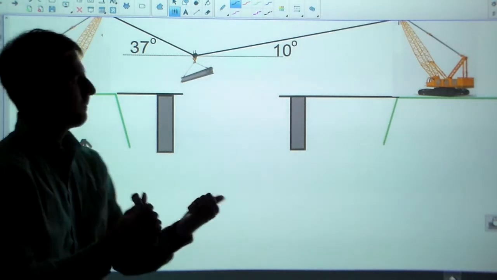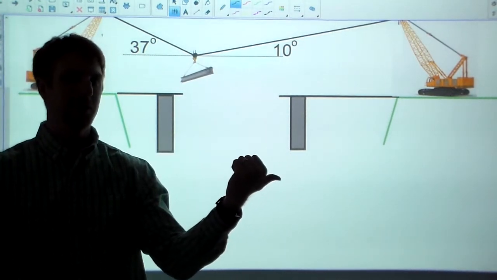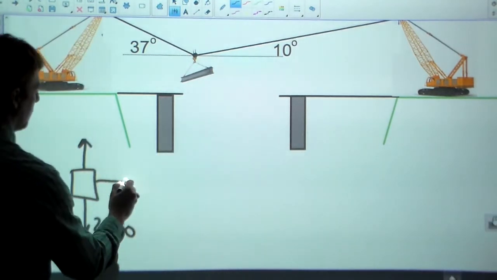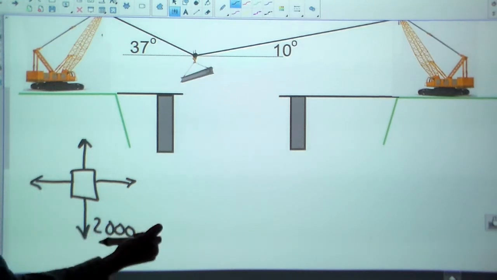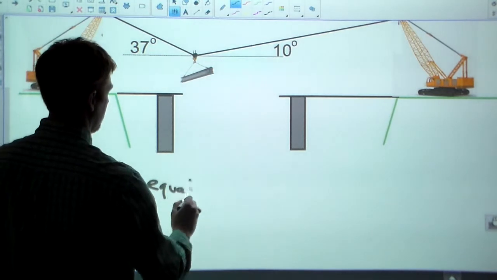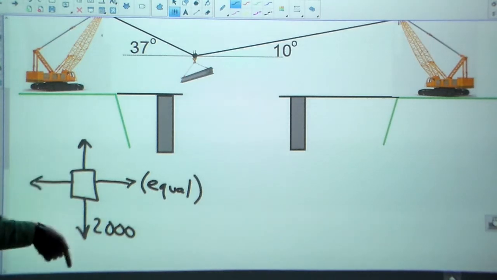Now, these cranes are playing tug of war with each other. They're pulling in different directions, but the beam isn't moving, so they're exactly balanced. However much pull you have in this direction, it's got to equal how much you've got in the other direction. Okay, these two are equal. So I'll just put a note there that those are equal, horizontal. And technically these two are equal as well.